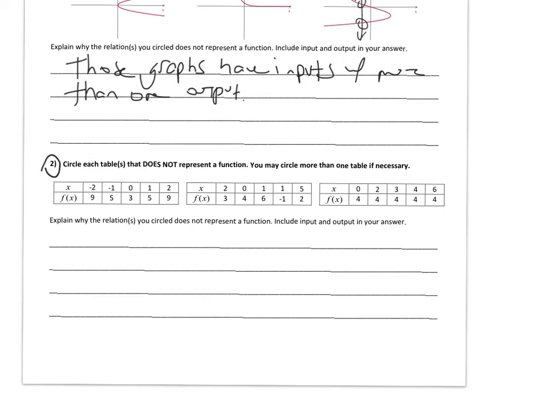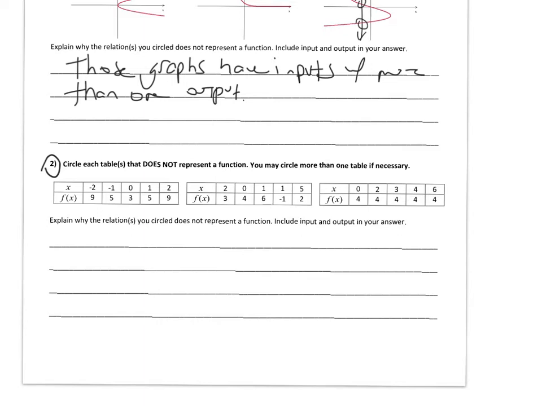What about number 2? Now we're going to talk about tables, so you can actually see the numbers. We're just going to look at one of them to see if it's a function or not, and then you have to make that decision. So here's the first table. At x equals -2, the output is 9. -1, the output is 5. 0, the output is 3. 1, the output is 5. And 2, the output is 9.